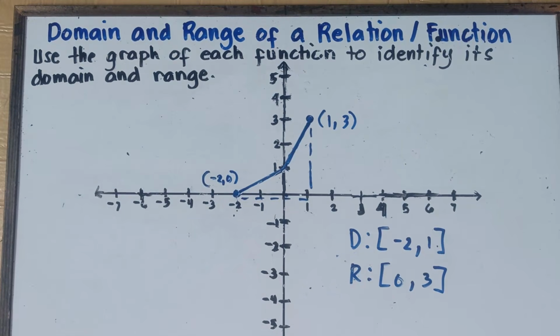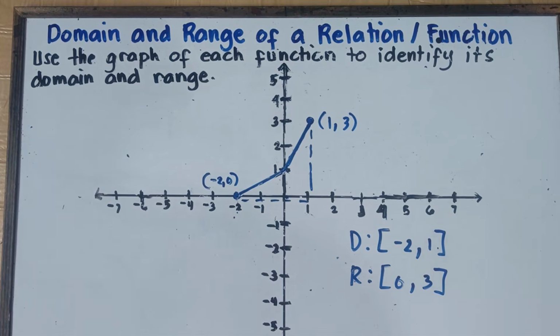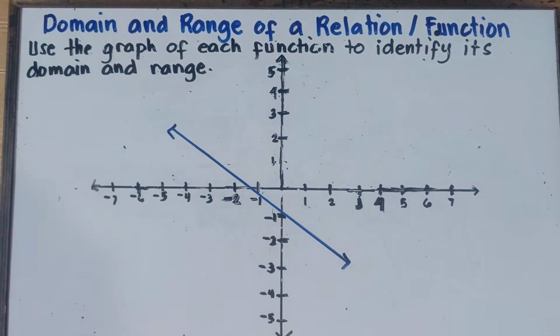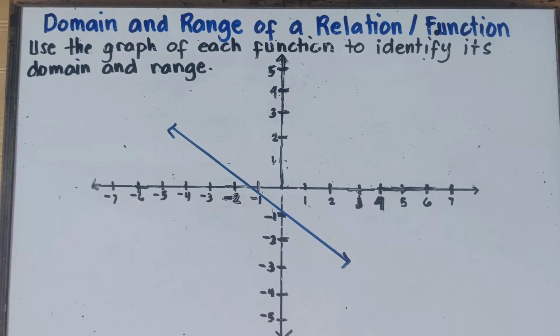So let's have example number 7, class. What if we have a straight line? And what would be the domain and then range if you have a straight line? Alright, let's do that. Now, what if you have example like this, class? You have a straight line. What would be the domain and then range?